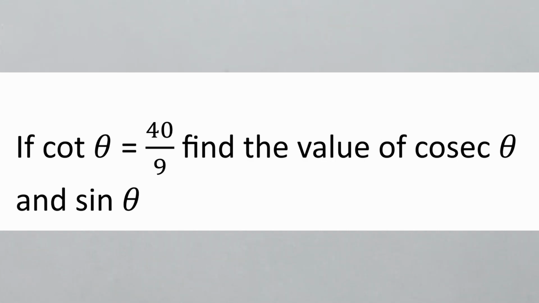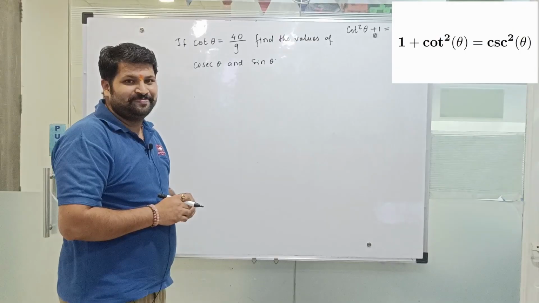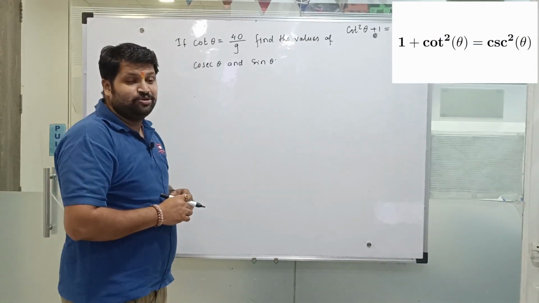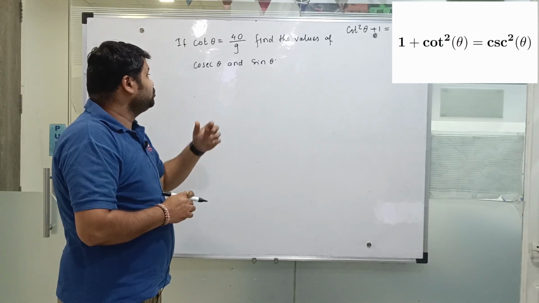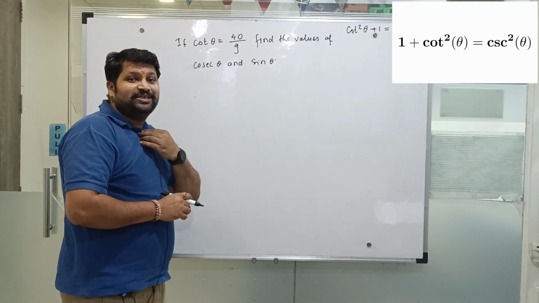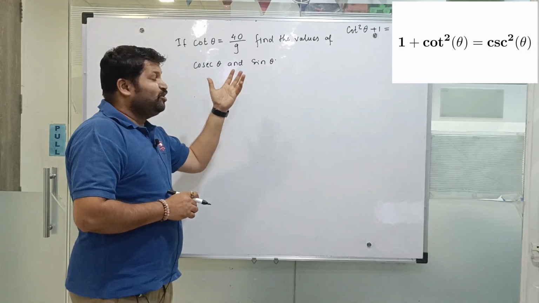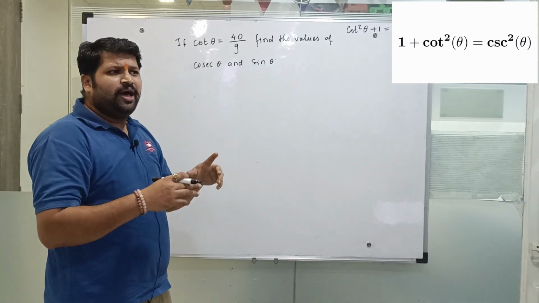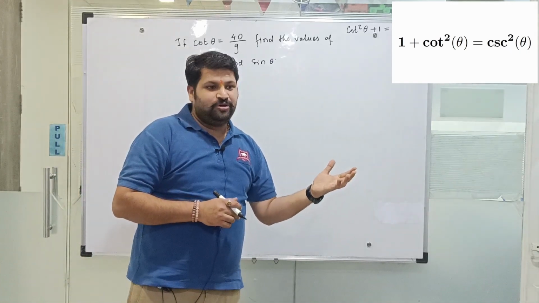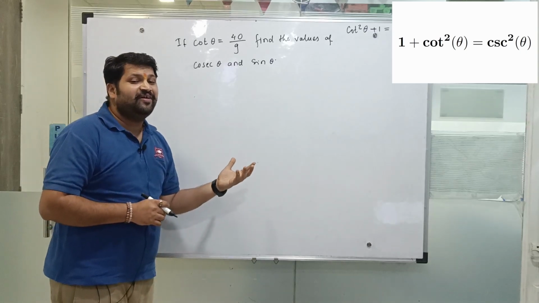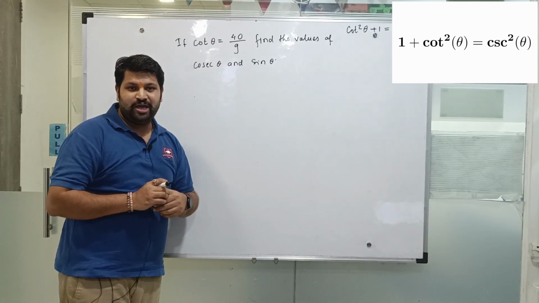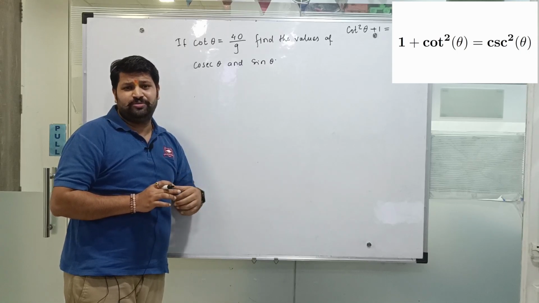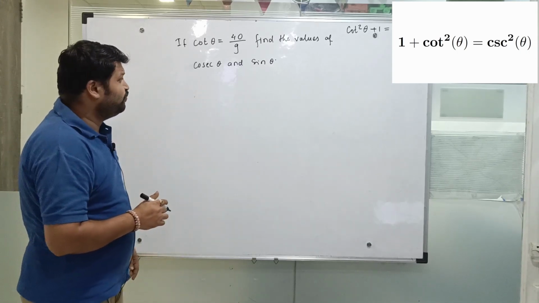If cot theta is equal to 40 upon 9, find the values of cosec theta and sin theta. So here the example says cot theta is equal to 40 upon 9, and we are asked to find the values of cosec theta and sin theta. Now we can obviously do this sum by drawing a triangle and then finding the values. However, it is a slightly lengthy method. Using identities, we can do it in a shorter manner. So let us go ahead and see how we can do it.